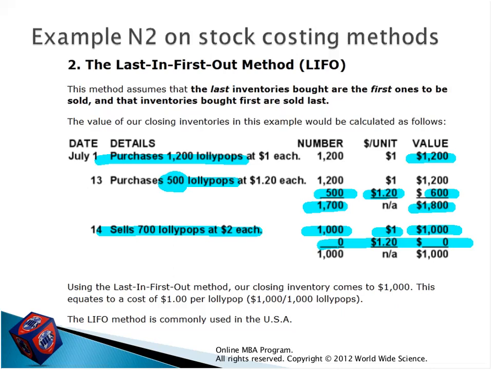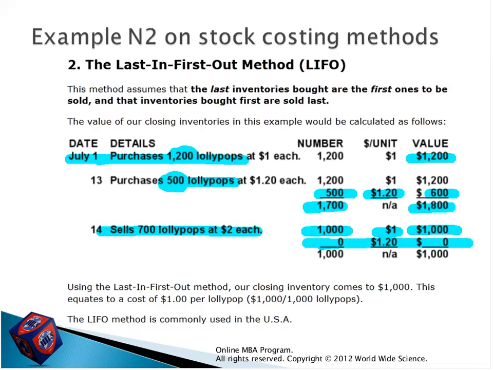So we sell the lollipops starting from the second purchase, 500. Then we have another 200 which must be sold, right? And those 200 were taken from the first purchase. And then we have got the 1,000 of inventories which is left from the first purchase, and which would be valued at $1. And for the second purchase, we have no inventory, right? Because the 500 have already been taken for selling.